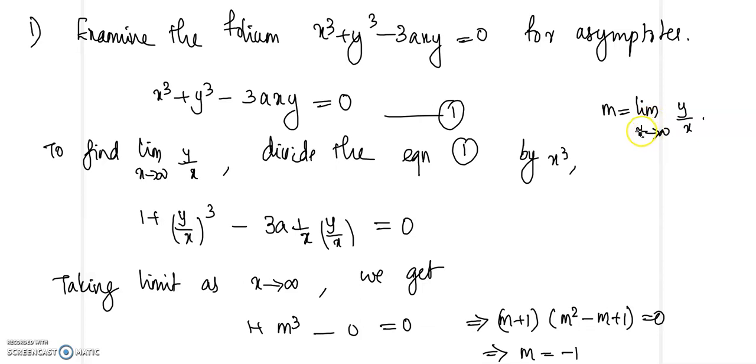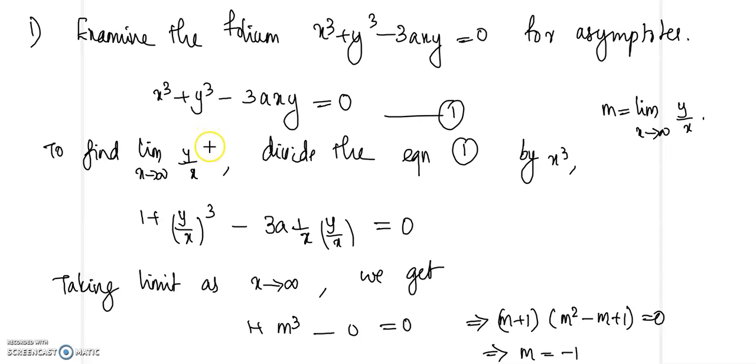So we need to find the value of m and c. M is given by limit x tends to infinity y by x. Now for finding m, bring the factor y by x into the equation. So here x cube is the highest power, divide by x cube throughout.